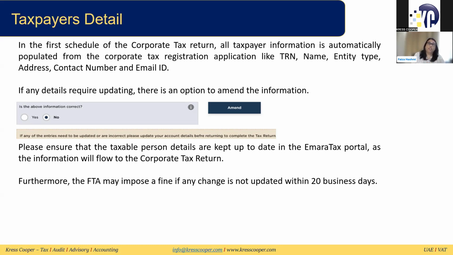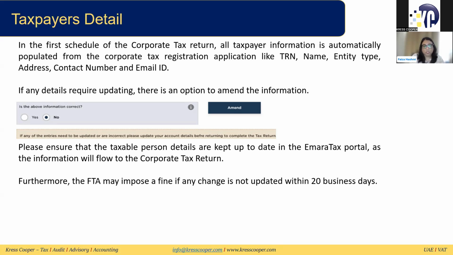And if there's any change in the taxpayer information, like a change in the entity name, address, contact number, anything, you need to make that change in the portal. Otherwise, if you don't do that within 20 business days, FTA can impose fines on that also. So it is recommended that this portion should remain updated.